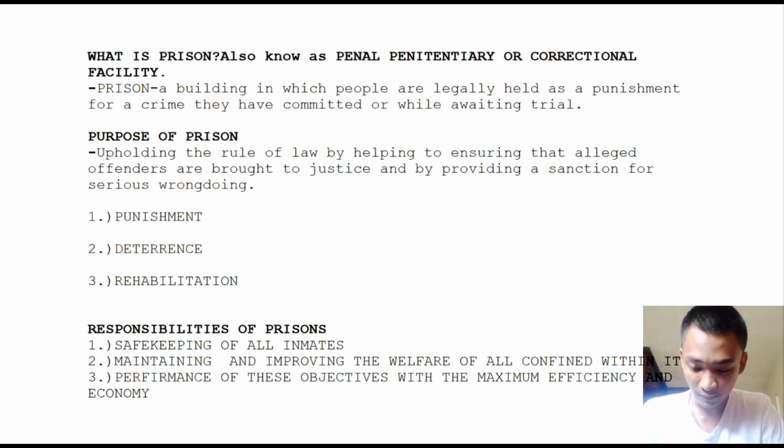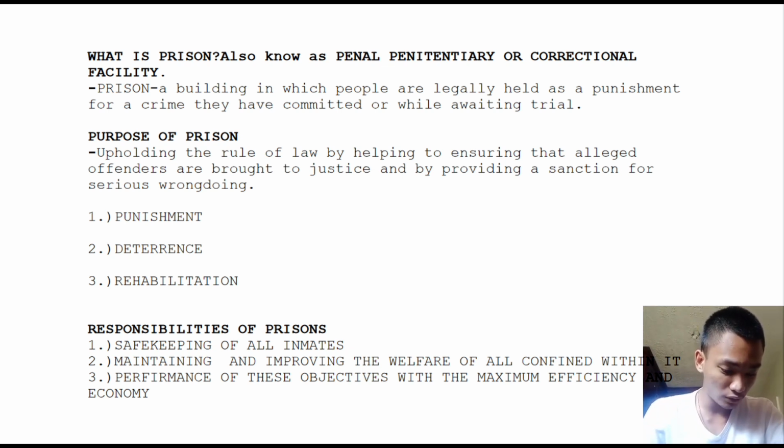Meron din ditong tatlo. May sangay din na itong purpose of prison. Number 1, yung punishment. Ano nga ba ang punishment? It is all about people who break the law. They receive a punishment. Tagalogin natin. Nanggagaling ito sa mga nasa pwesto. Okay? Number 2, deterrence. A criminal penalties do not punish violator, ngunit pinipigilan din ng ibang tao na gumawa ng katulad ng pagkakasala.